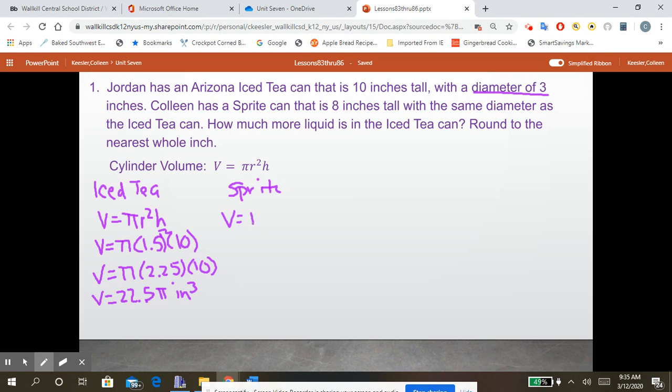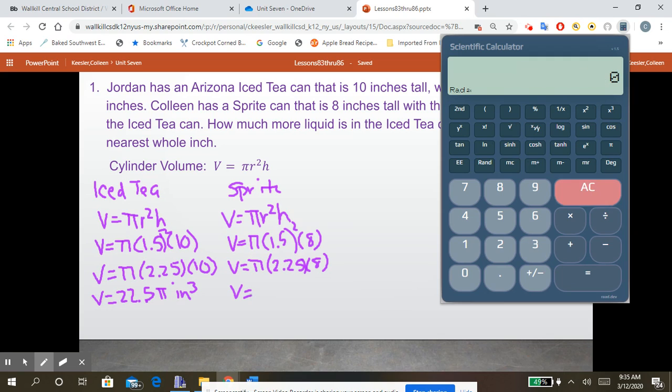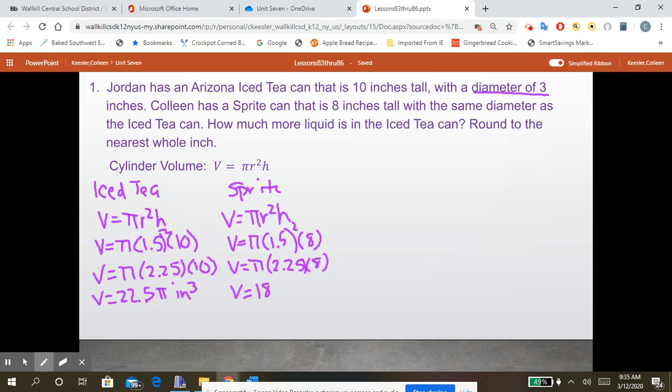whose volume, again, is going to be calculated with pi r squared h. The Sprite can has a diameter also of 3, so a radius of 1.5, and a height of 8. So again, 1.5 squared, I keep forgetting to write that squared, but no, that's there, is 2.25. And we're going to multiply that by 8. So 10 times 2.25 was pretty easy to do. 8, I don't know off the top of my head, so I'm going to take out my calculator. 2 1/4 times 8 is 18. So in terms of pi, the Sprite can's volume is 18 pi inches cubed.